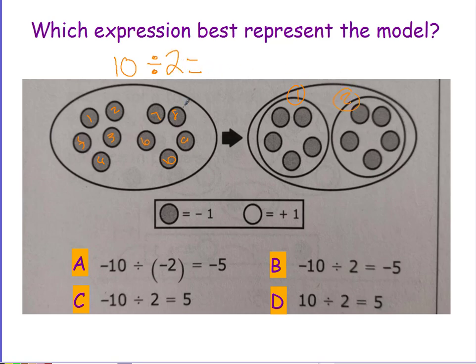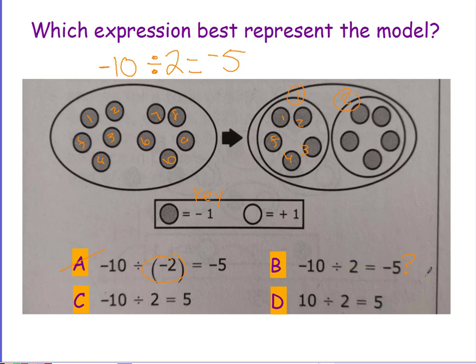And I actually forgot to look at my key. Looking at the key is very important. Okay, these are all negative, so I have to make sure that I keep my integers in line. So I have negative 10, 2 different groups, and in each group I have 4, 5 negatives. So negative 5. I have to match my equation with an answer choice. So A, negative 10 divided by negative 2. No, I do not have negative 2 groups. Negative 10 divided by 2 gives me negative 5.